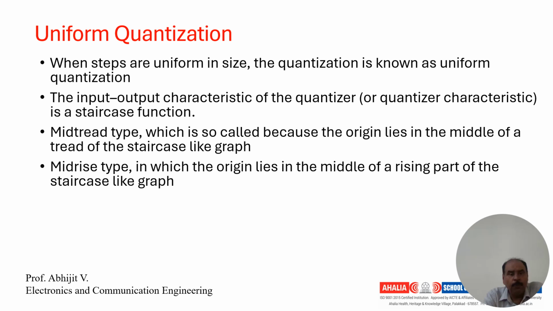Solved problems. A message signal Am cos omega m t is sampled and applied to a quantizer with L permitted quantization levels, fully loading it. Find the signal to quantization noise ratio at the output of the quantizer. How will you find this?